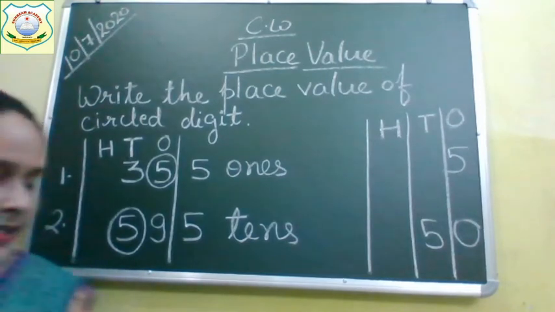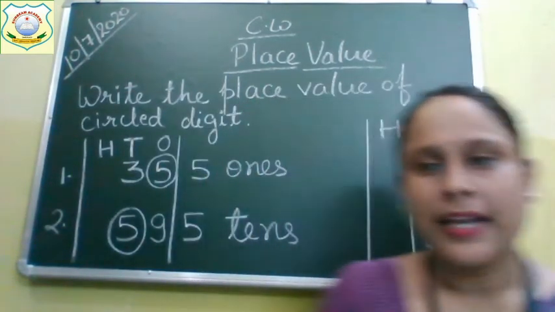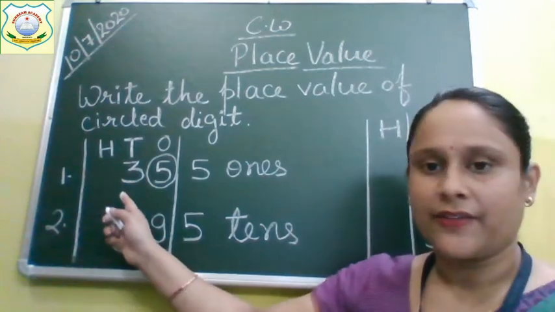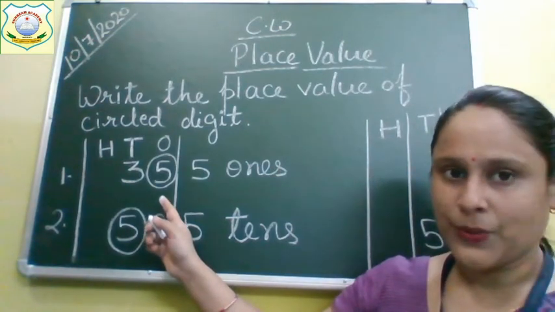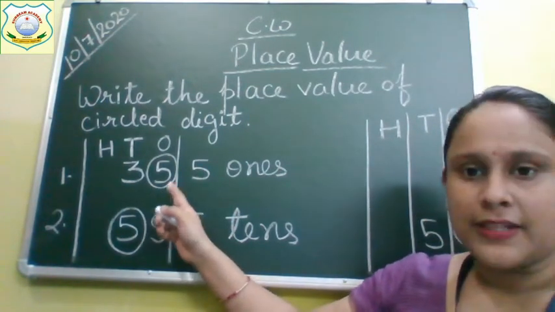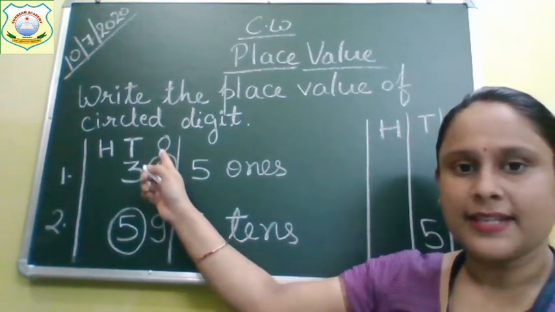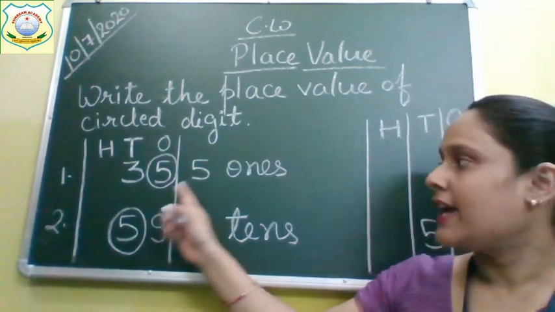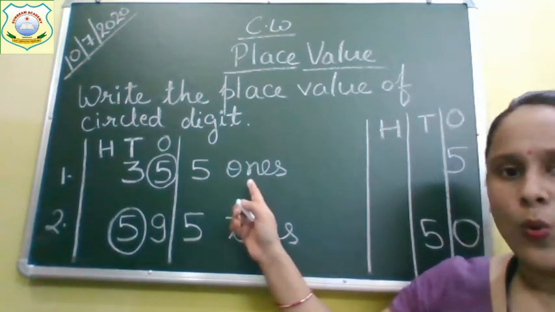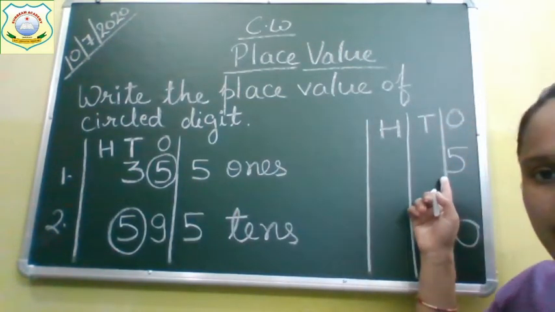Now note down these two questions, everyone. In the first question, the number given is 35, where 5 is the circle number. 5 is in the ones place. So the place value of 5 is 5 ones or 5.